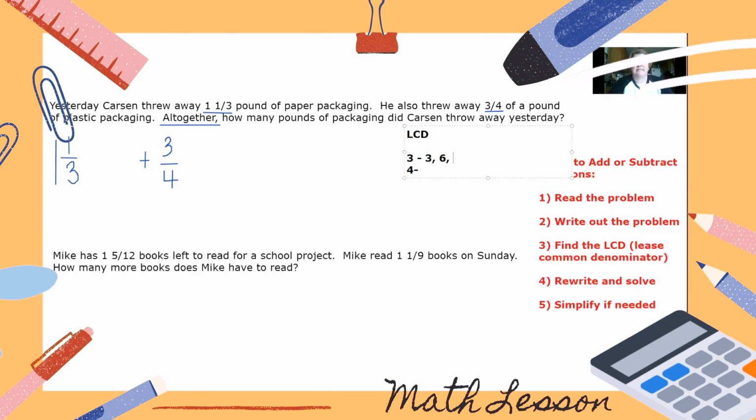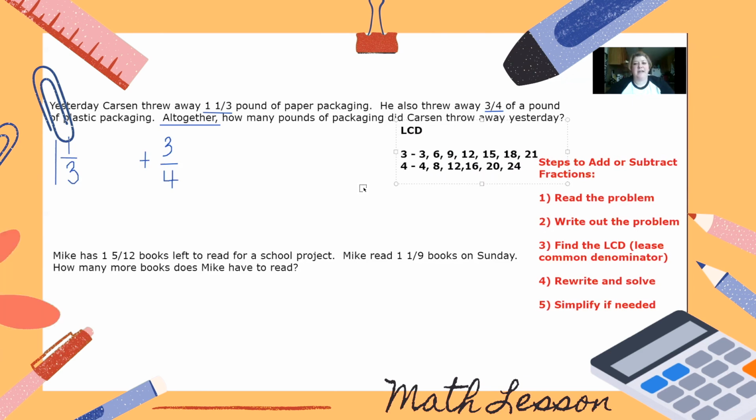3, 6, 9, 12, 15, 18, 21. And then down here, I am going to count by 4s. 4, 8, 12, 16, 20, 24. So now we need to look at this and decide which one is the smallest one that they have in common. So I always like to start with the bigger of the two numbers and use those multiples first.